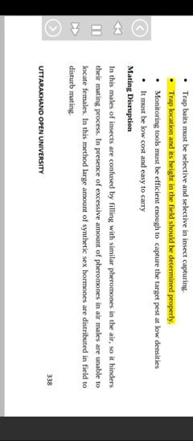Trap location and its height in the field should be determined properly. Monitoring tools must be efficient enough to capture the target pest at low densities. It must be low cost and easy to carry.